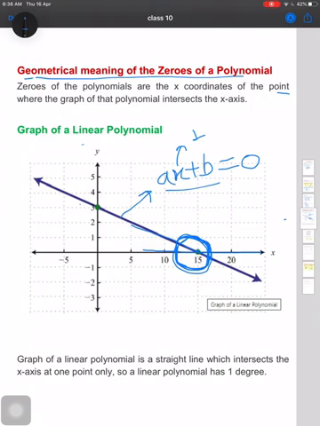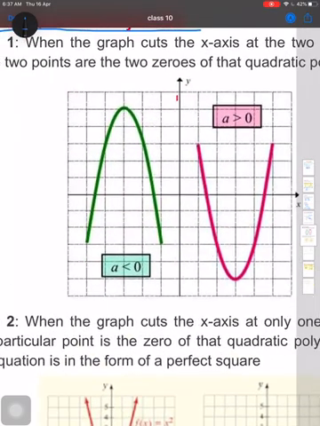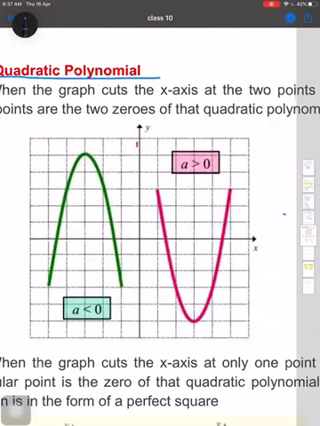So by just looking at the graph of the polynomial, you can tell how many zeros there will be. Okay, so here is another example, the graph of a quadratic polynomial. Now in a quadratic polynomial there can be three different cases. Like see this graph, suppose this is the x-axis, it is x-axis, and this is y-axis.